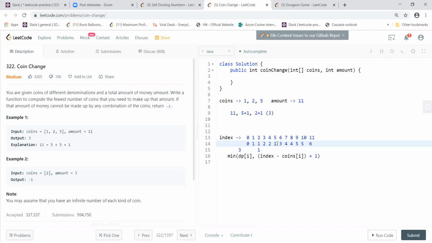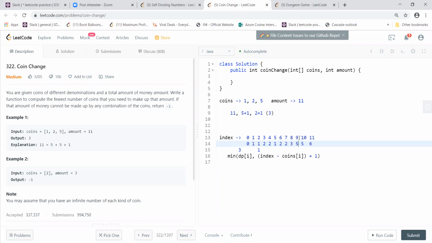For 6, again I do the same thing. 6 minus 5, which is 1. So 1 plus 1 will be 2, right? For 7, again, I do the same thing. 7 minus 5 will be 2. It is 1, so this will be 2. And for 8, it is again the same. 8 minus 5 will be 3, which is 2, plus 1 will be 3, right?